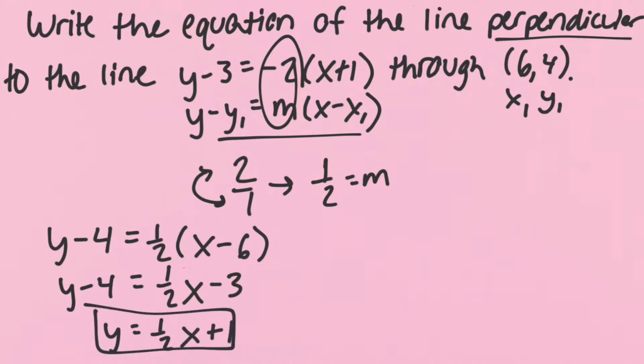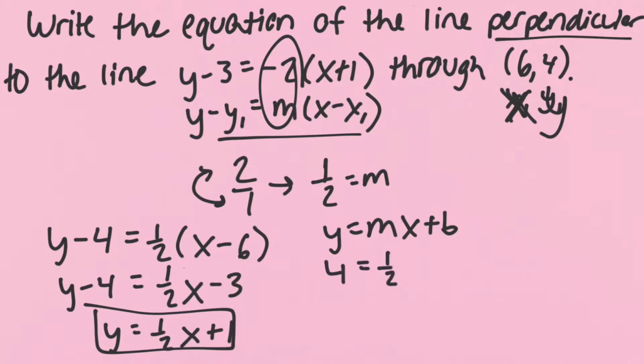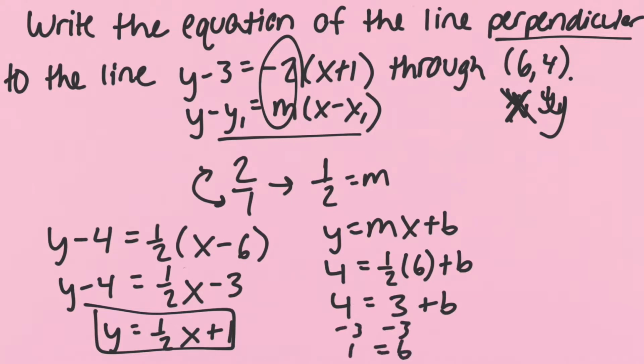The other way you could have done it is y equals mx plus b. And 6 would have been x and 4 would have been y. So we can plug in 4 equals 1/2 again for m. X is 6 plus b. That's 3 plus b, subtract 3, we get 1 equals b. So then plugging it back in, we want to leave x and y as variables. Y equals 1/2 x plus 1.